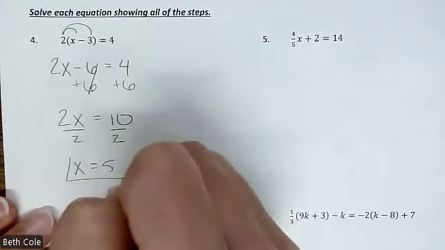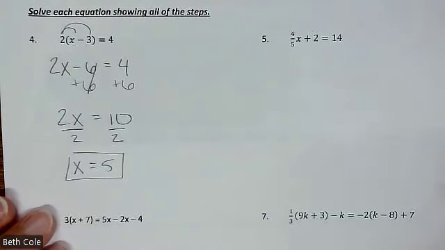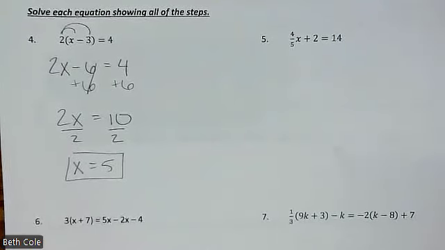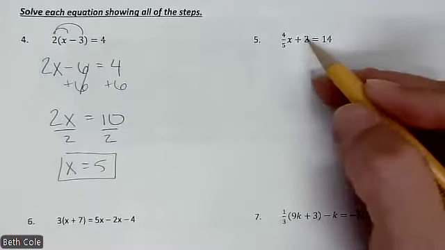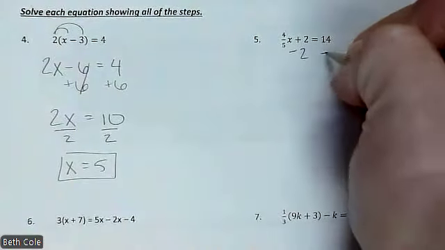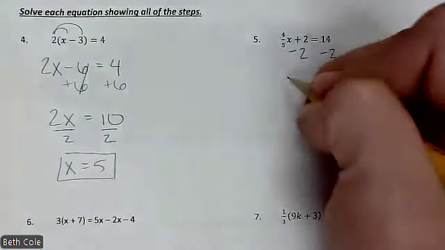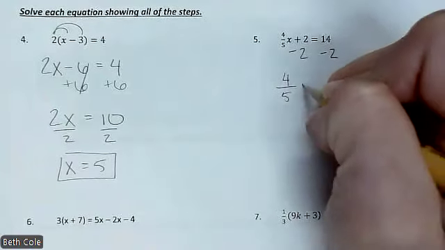Perfect. We got through the first one. This should be quick and easy. You guys listen to me. It's just about organization. All right. How would you undo a plus 2? Yeah, good. You're doing the opposite of what's there. You just stay organized.